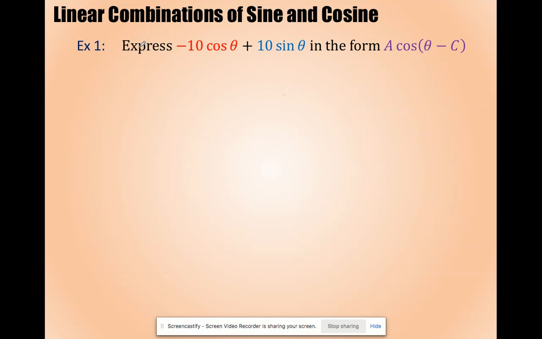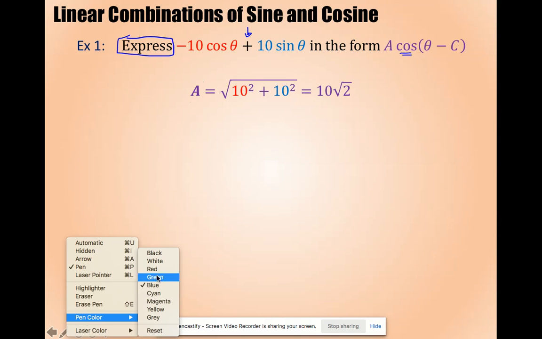So let's do an example. First, make sure you copy down these directions, this word in the direction. Express. You're not solving yet. All you're doing is practicing how to express. I want you to take a sum and collapse a sum into a single cosine expression with a phase shift.